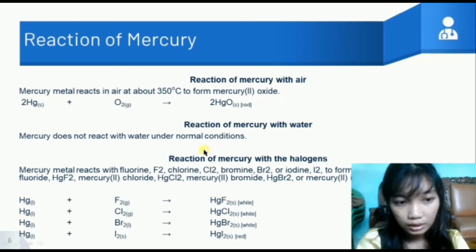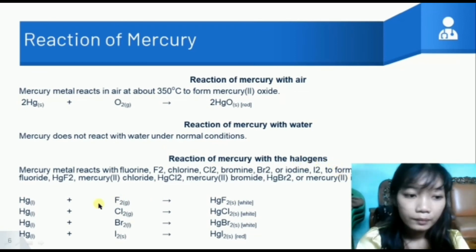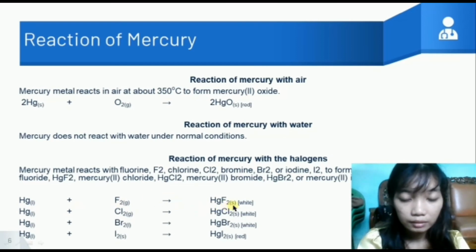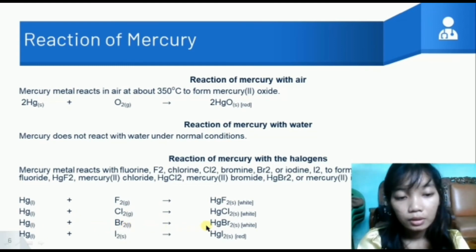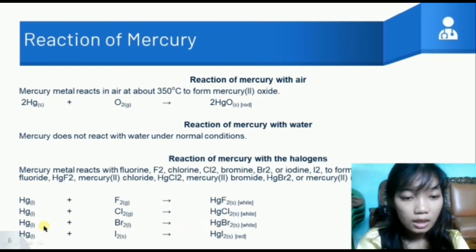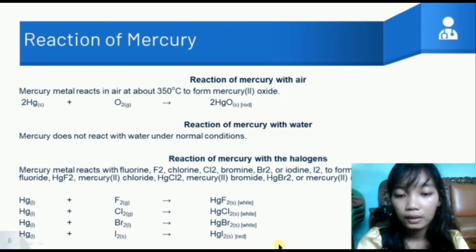And then reaction of mercury with halogens. Mercury metal reacts with halogens to form the mercury halides. So like this, mercury in liquid phase reacts with fluorine, producing mercury II fluoride in solid phase. And then mercury reacts with chlorine, producing mercury II chloride. Mercury reacts with bromine, Br2, in liquid phase, producing HgBr2, mercury II bromide. And then mercury reacts with iodine in solid phase, producing HgI2, mercury II iodide in solid phase.